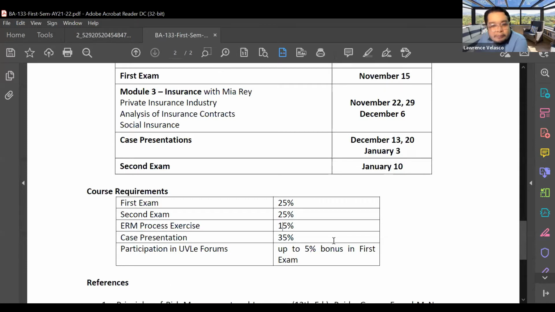That requirement will be by group. Your groups have been assigned by Professor Yusuf in UVLE, so you should be able to see those pre-assigned groupings already.